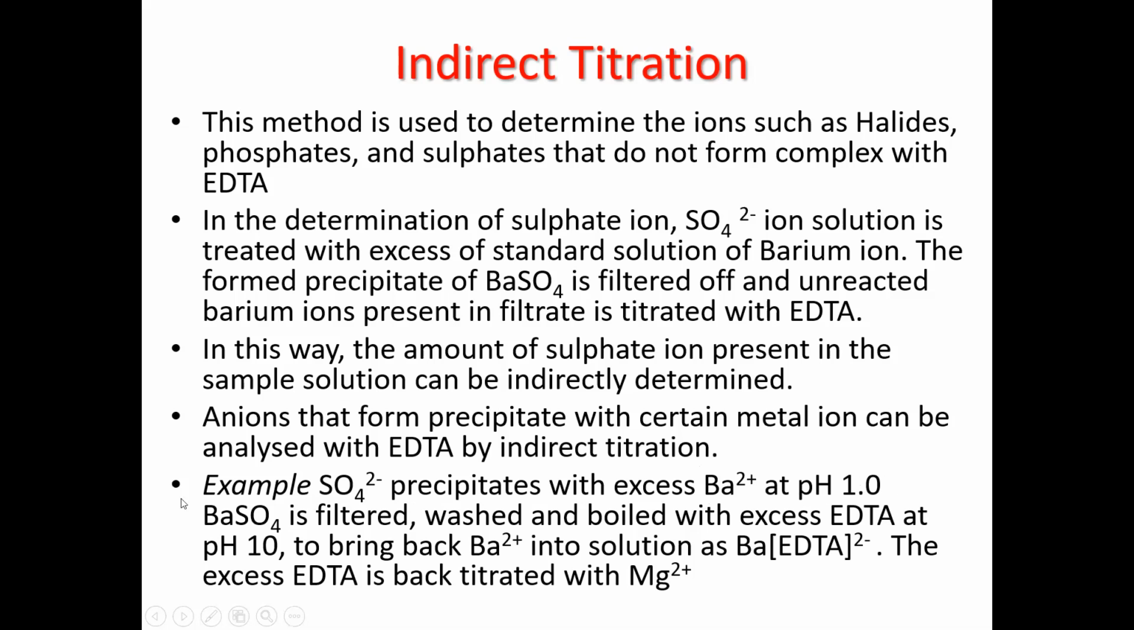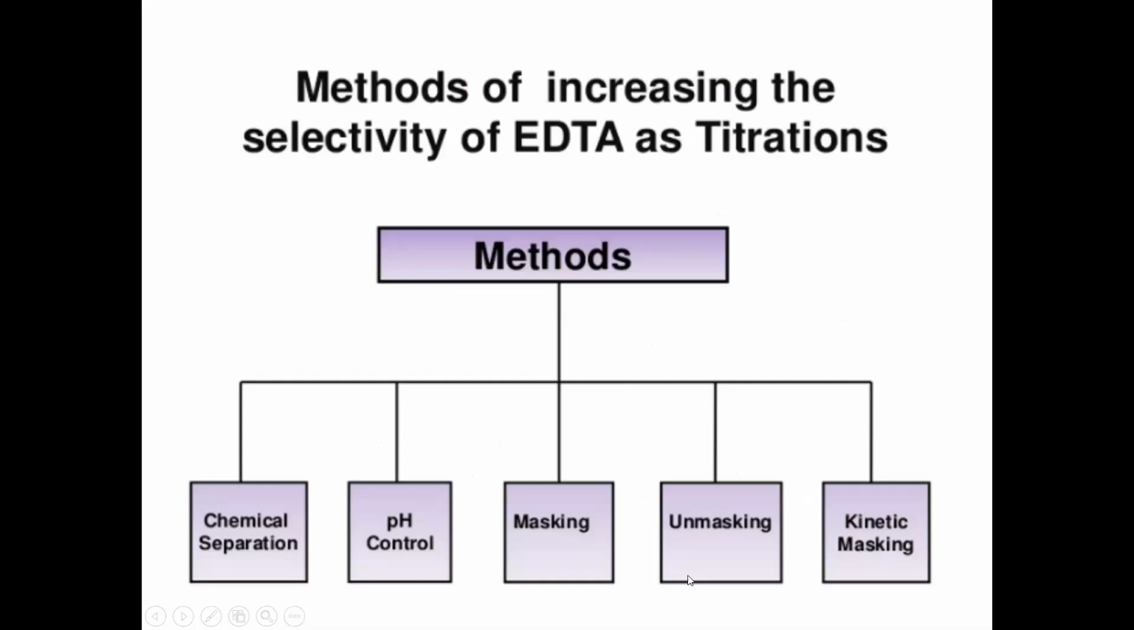So when this happens, the barium sulfate will form a precipitate, which will be filtered and washed, and the excess EDTA will be added. Then the pH is increased to 10, and your barium ions in solution will form a complex with the EDTA, and the excess EDTA is now titrated with your magnesium ion.